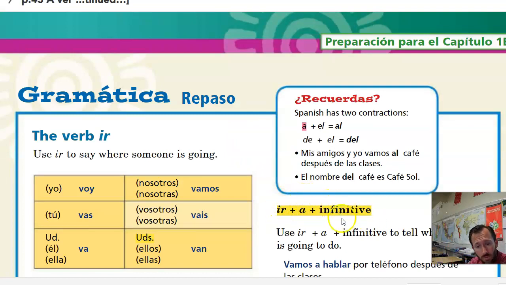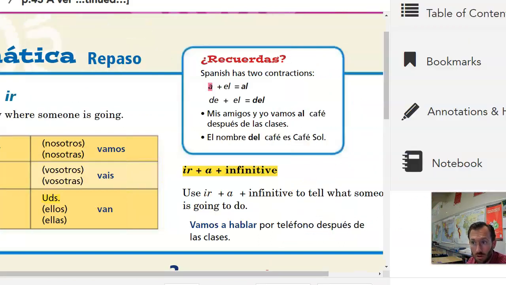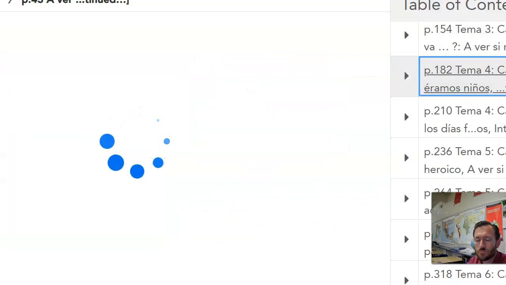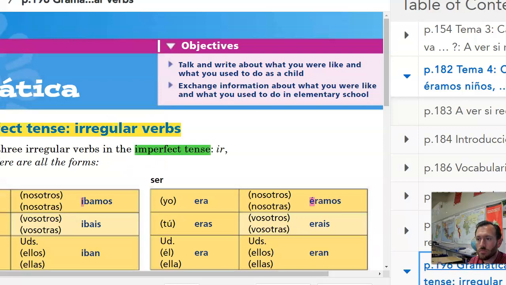Ir followed by another verb in the infinitive is what we call the simple future, right? To say what we're gonna do. We can do the same thing in English. I'm gonna, or I'm going to study abroad, go to university, serve in the military, right? Ir plus another verb, and that's what we're seeing here on page 197, where ir comes first and then another verb in the infinitive.